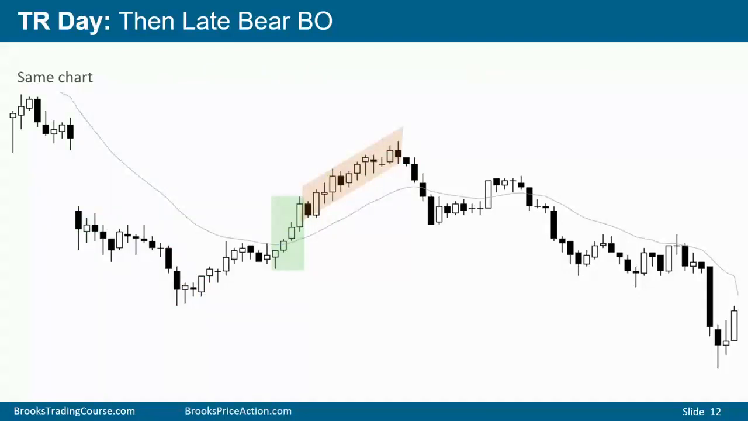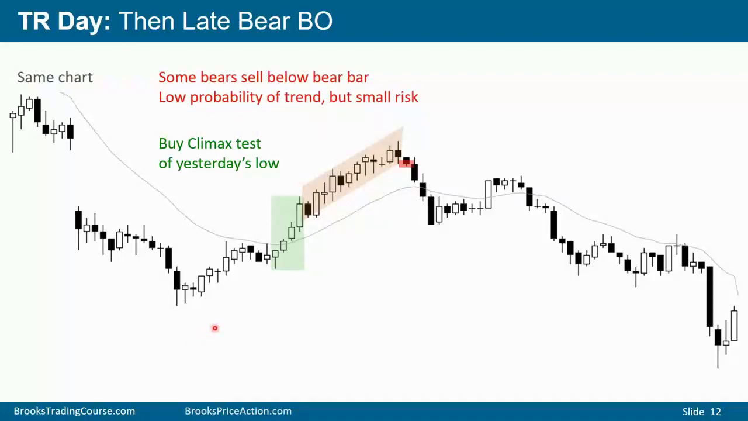Again, the same chart. This rally could simply be a buy vacuum test of resistance at yesterday's low or yesterday's close. And if so, it could end and we could reverse back down. Because of that, some bears will sell below the low of that bear bar, betting that at a minimum will test back to the open of the day.